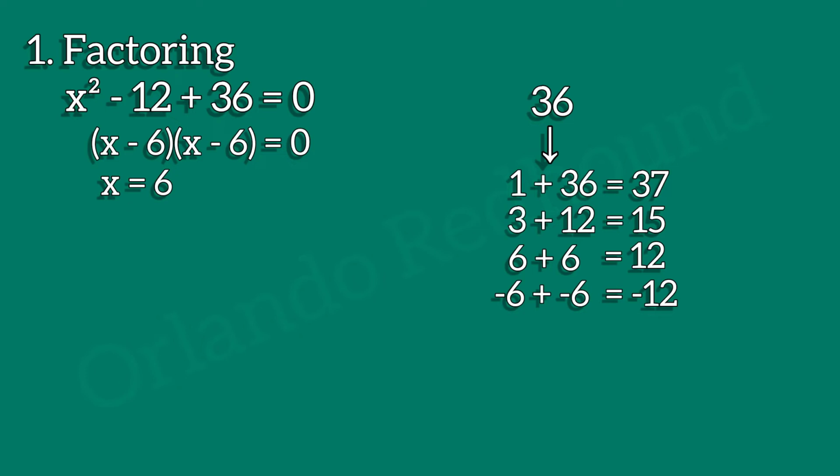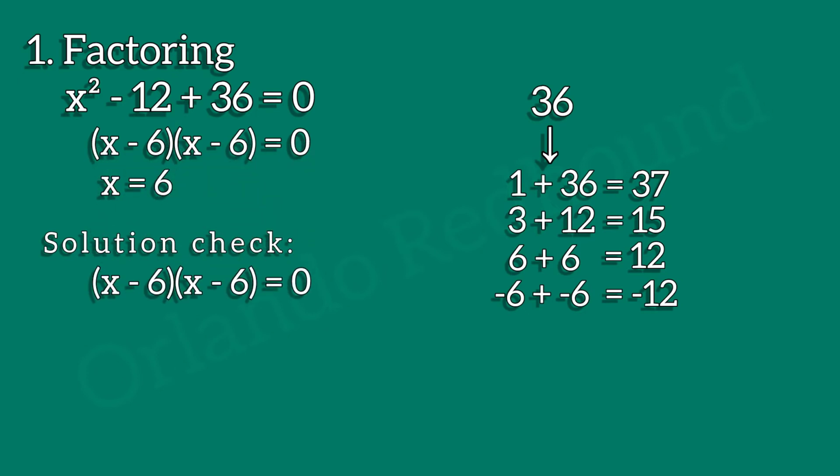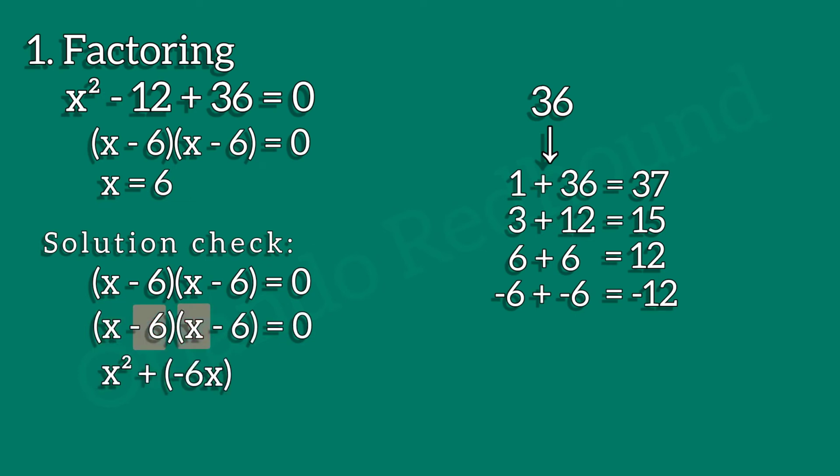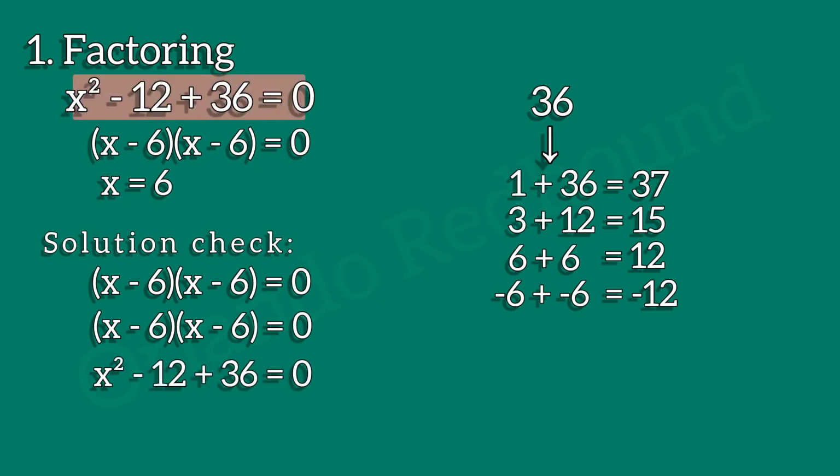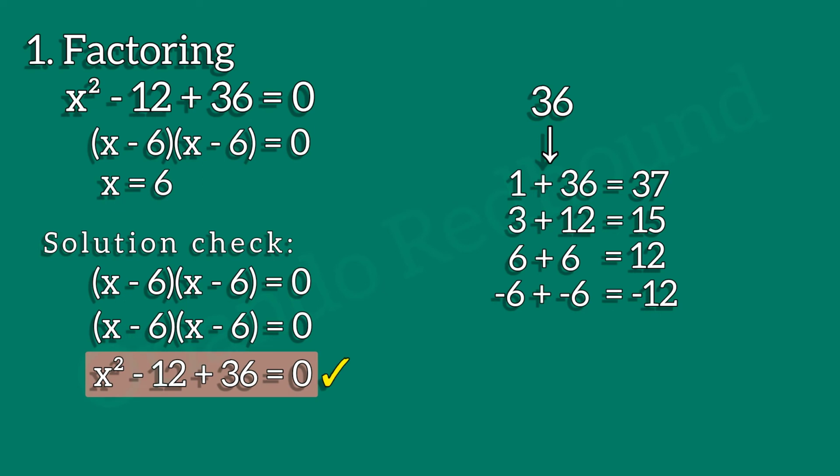To check if our solution is correct, we can do the substitution we did in our previous example, or we can expand our factors, which are x minus 6 times x minus 6. X times x equals x squared. Minus 6 times x equals minus 6x. Minus 6 times x equals minus 6x. Minus 6 times minus 6 equals plus 36. Simplifying, we have x squared minus 12x plus 36 equals 0. This means that our solution is correct.